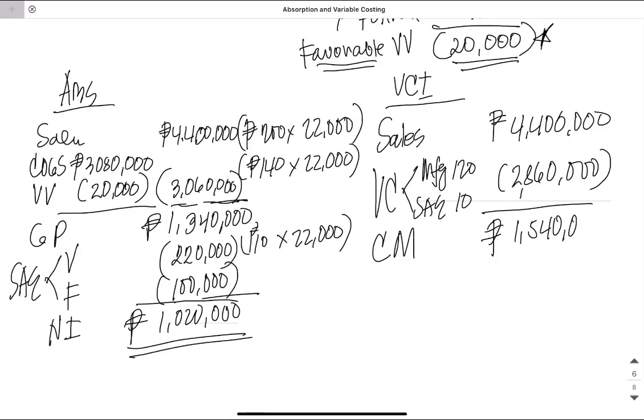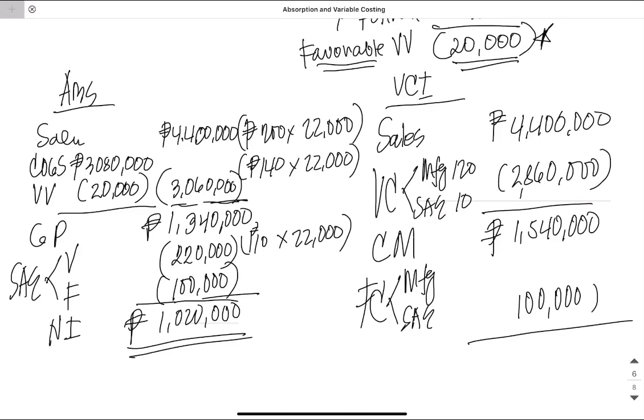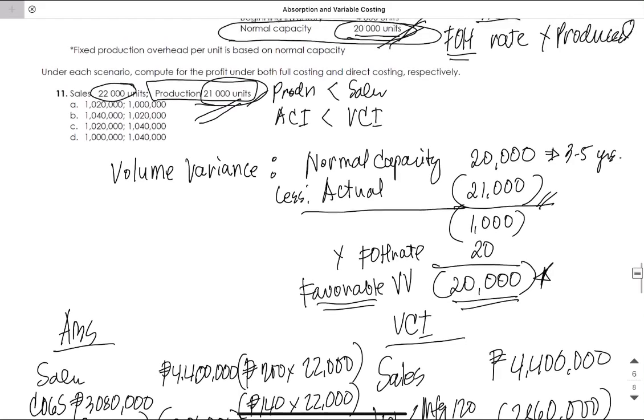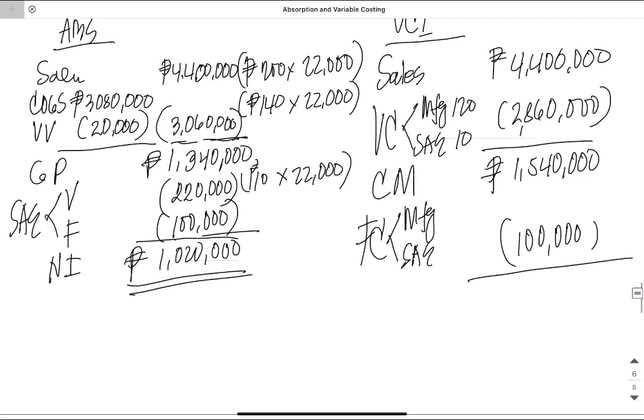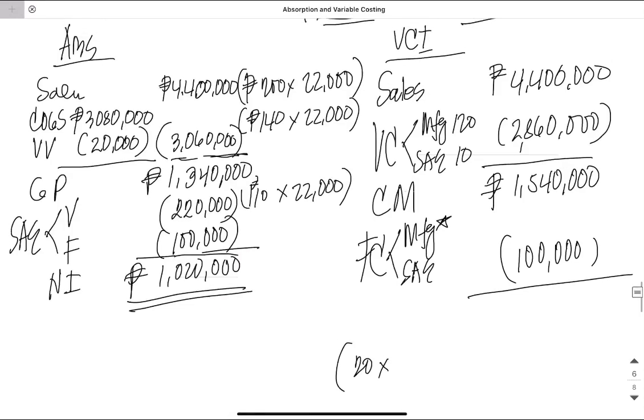This is your contribution margin less fixed cost. Manufacturing and selling and admin also. For selling and admin, so 100,000, it is given. But for manufacturing, how do you compute? We have fixed overhead rate only, so we have to compute for the total. So fixed overhead rate 20. So 20 times number of units produced.